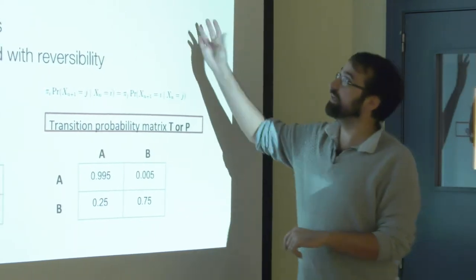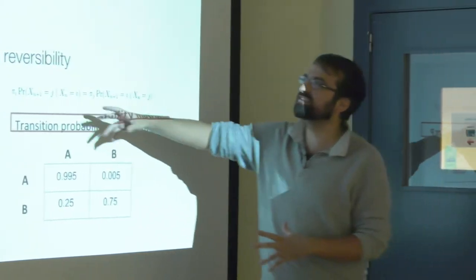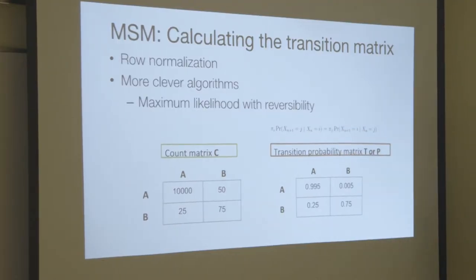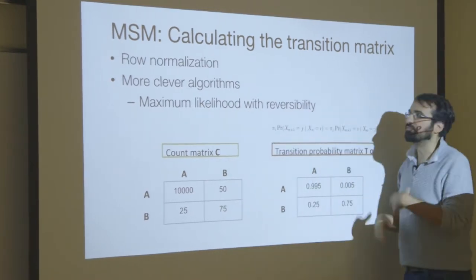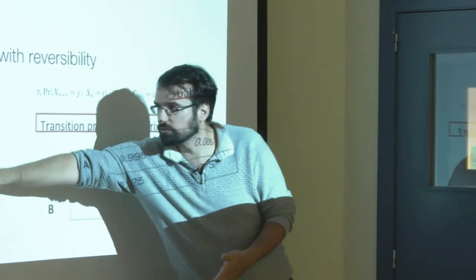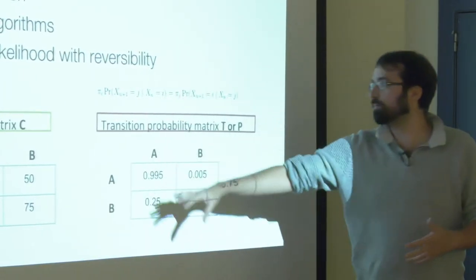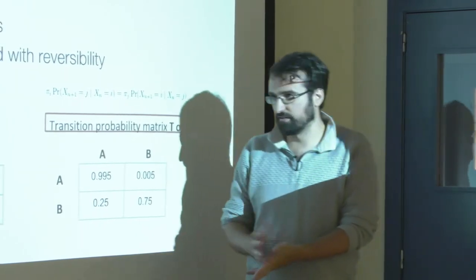Then from the count matrix, we can calculate the transition matrix, which basically is just row normalization, okay? Or we can do more clever algorithms like maximum likelihood with reversibility. So there are many efficient ways of doing this. Basically, we're transforming this count matrix into a probability matrix. And this is enough. This is already our Markov model.